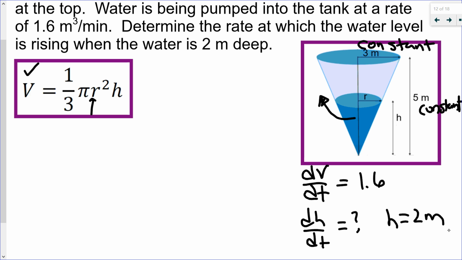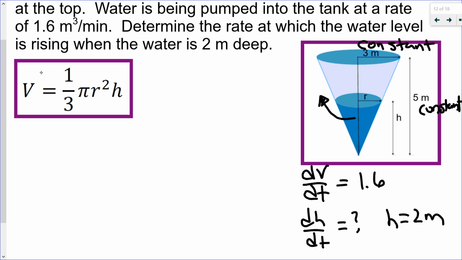And that is going to be when the height is 2 meters deep. So notice we don't know r and we don't know dr/dt. Well, there's only one thing that I'm not allowed to know. So what that means is that I can't have an r in that equation because I don't know what r is and I don't know what the rate of change of the radius is with respect to time. So what I want to do is come up with a new way of writing radius only using height. And the way that I'm going to do that is with similar triangles.